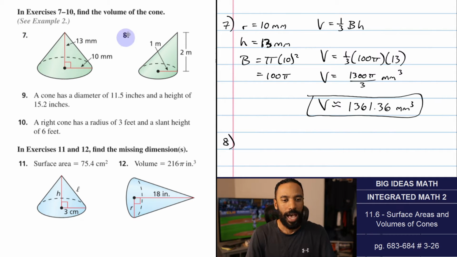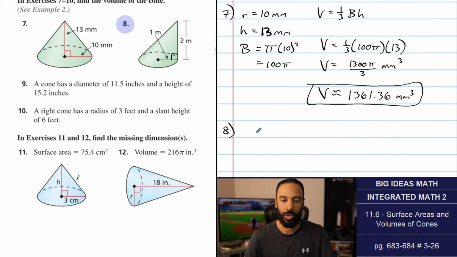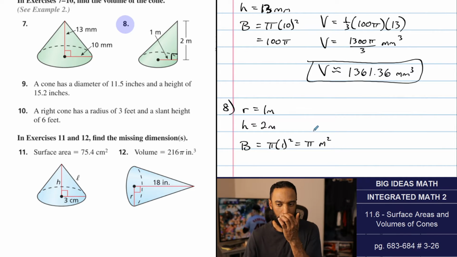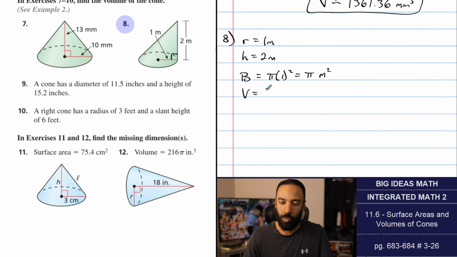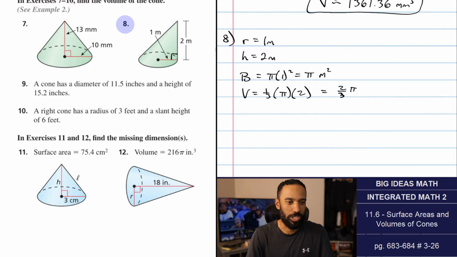Number 8, the height is still represented here as the one that's assumed to be perpendicular. There's the 2 meters up that guy, and the radius is 1. So even smaller numbers, I think that might help us out more. Radius, 1 meter. Height, 2 meters. Area of base is pi times 1 squared, which is pi square meters. It's always weird to look at it without the numbers there. So the volume is 1/3 area of base times height. So that's 2/3 pi. 2 pi over 3. It's going to be a little bit more than 2, not much.